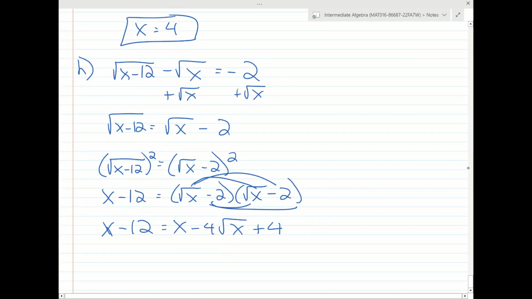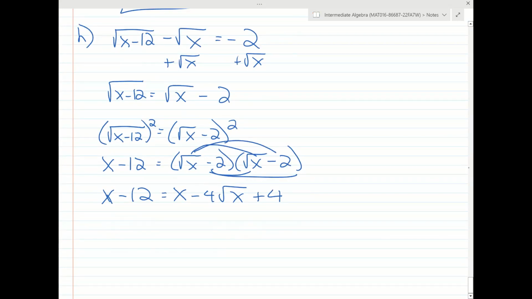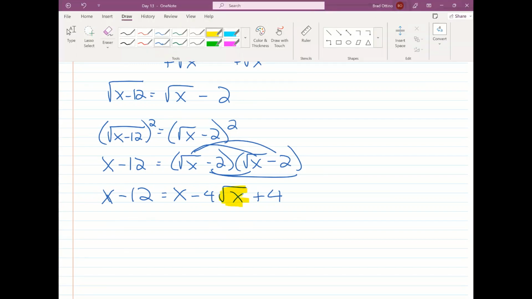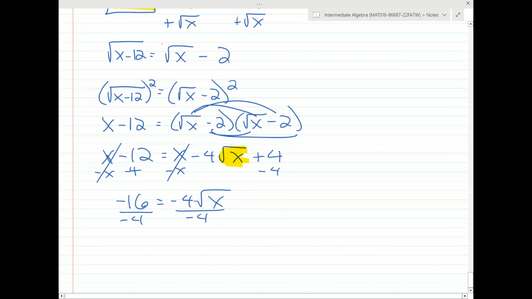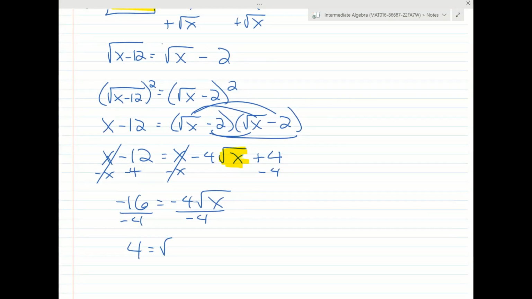Then we want to try to get this radical by itself. So first we were getting this by itself. Now we have to get this by itself and then square both sides. Subtract x. Subtract 4. Divide by negative 4. We get 4 is equal to root x. Squaring both sides, x would be 60.